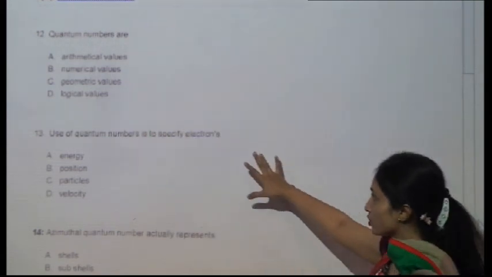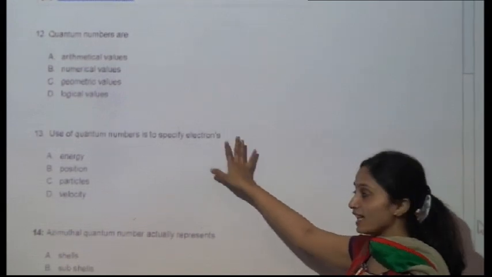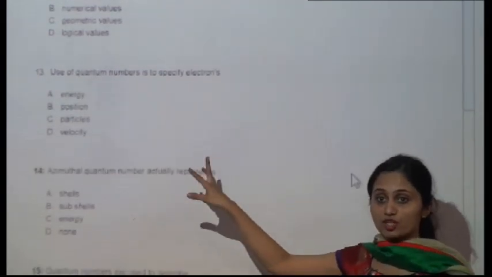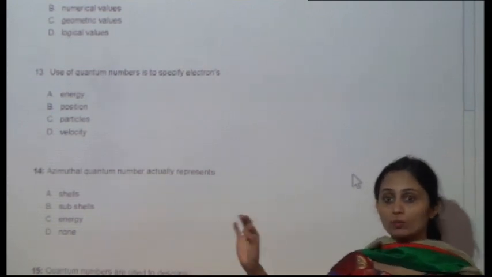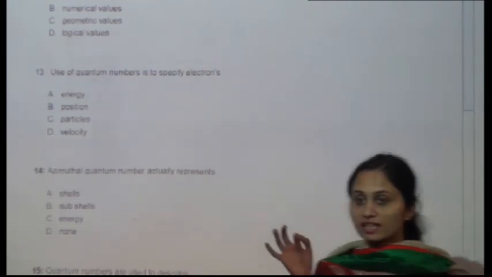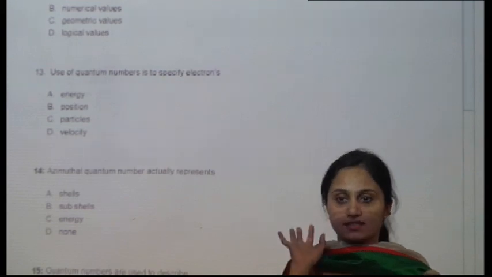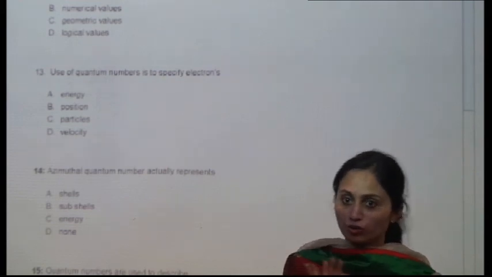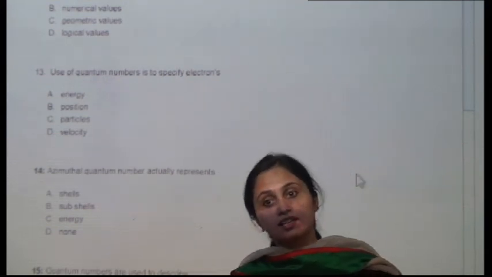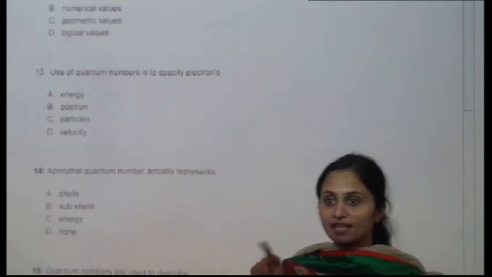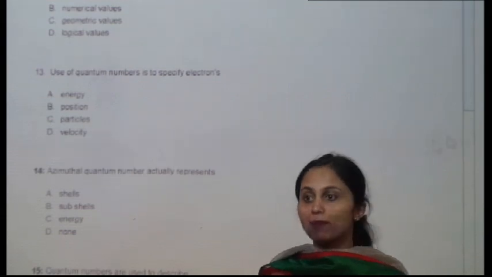And next, the use of quantum numbers is to specify the electron's position. There can be a confusion between energy and position, but if you know the position, you will be able to calculate the energy, and you will be able to actually talk about the shape. If I am saying that the electron is sitting on 3px, you can find out the energy because you know 3, you can find out the shape because you know p, and you can find out the velocity according to Heisenberg's uncertainty principle. Because how will you find out the velocity? It is delta x into delta p is greater than or equal to h upon 4 pi, right?